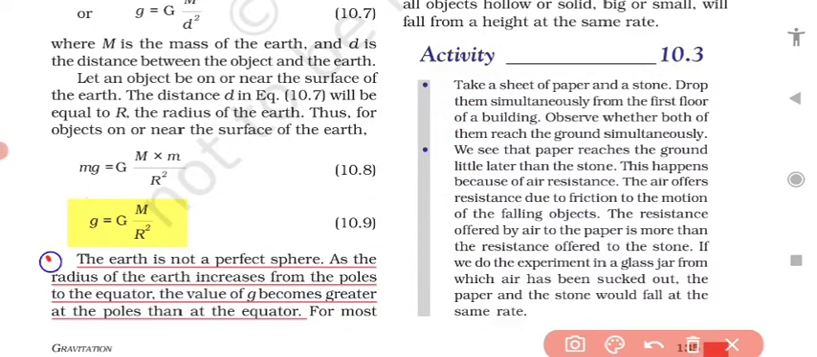Now see, the earth is not a perfect sphere. Okay, we know the earth is not a perfect sphere. As the radius of earth increases from the poles to the equator, the value of g becomes greater at the poles than at the equator.